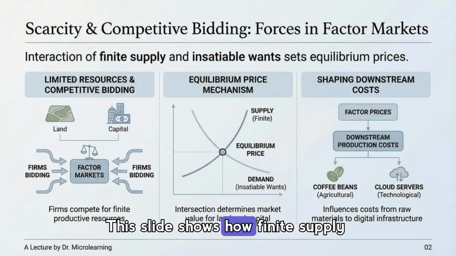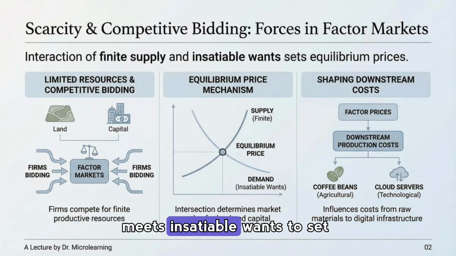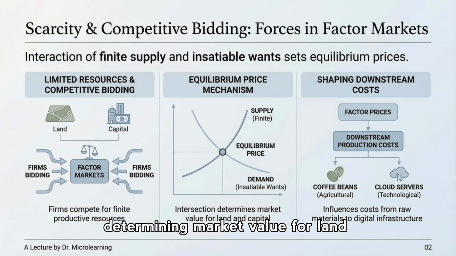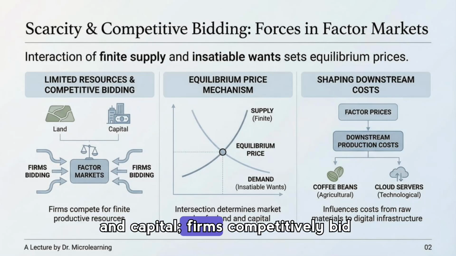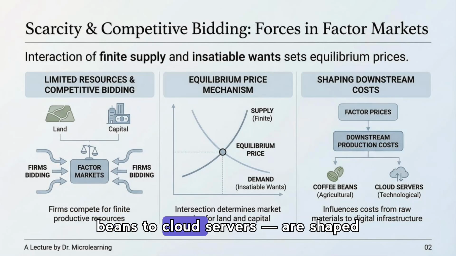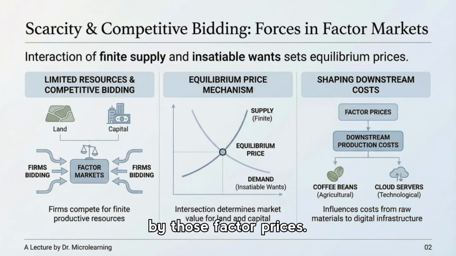This slide shows how finite supply meets insatiable wants to set equilibrium prices, with a supply-demand intersection determining market value for land and capital. Firms competitively bid for scarce productive resources, and downstream costs from coffee beans to cloud servers are shaped by those factor prices.